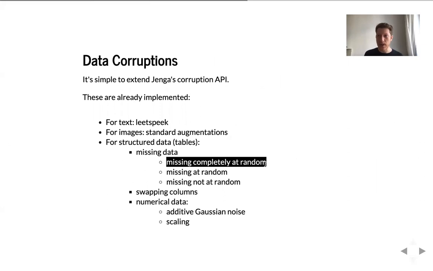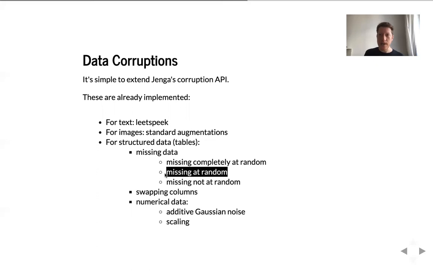We just flip a coin and check whether a value should be discarded or not for a given column. Missing at random means that you condition the missingness, or you apply the error, on the values in another column. And missing not at random is the most difficult missingness condition. Here, the missingness depends on the values that were missing themselves. An example is, for instance, rich people usually don't reveal their income, so it's really difficult to estimate or impute those values when they are missing, depending on the values themselves.